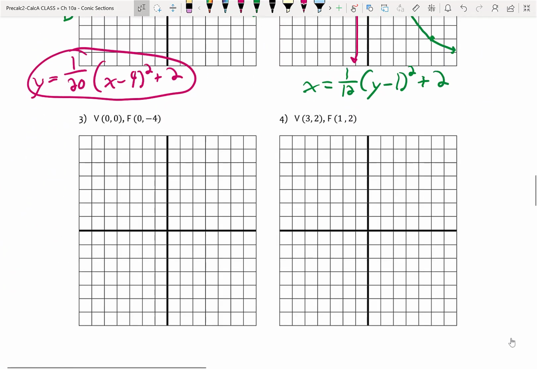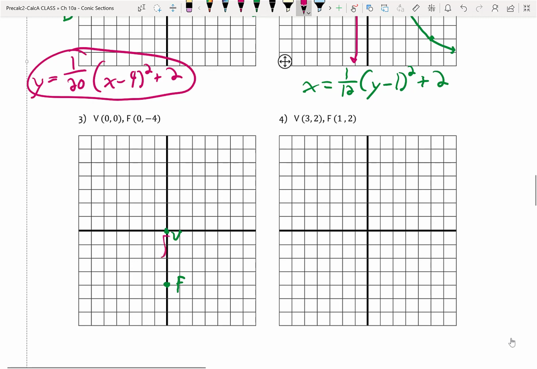Going to number 3, vertex at 0, 0, focus at 0, -4. So this is vertex, this is focus, and that means that directrix is right above it, same distance away, that's 4 units, so this would have to be 4, and it's going to be a horizontal directrix based on the alignment of the vertex and the focus. So given that, it opens downwards, and the missing piece was the equation of the directrix, which has an equation of y is equal to 4.